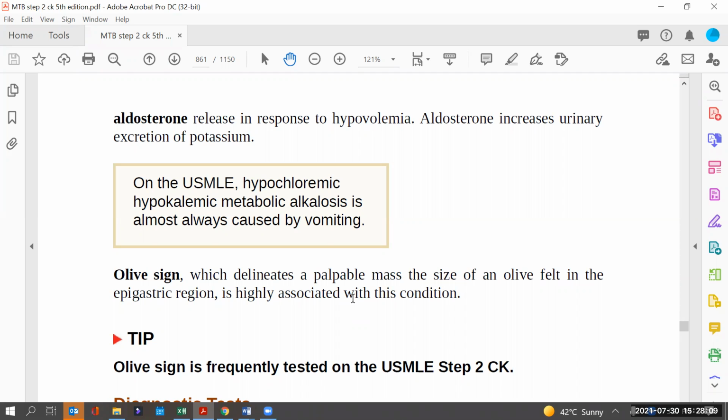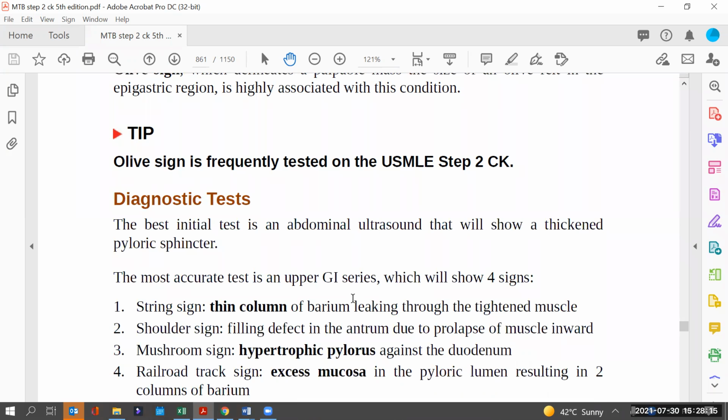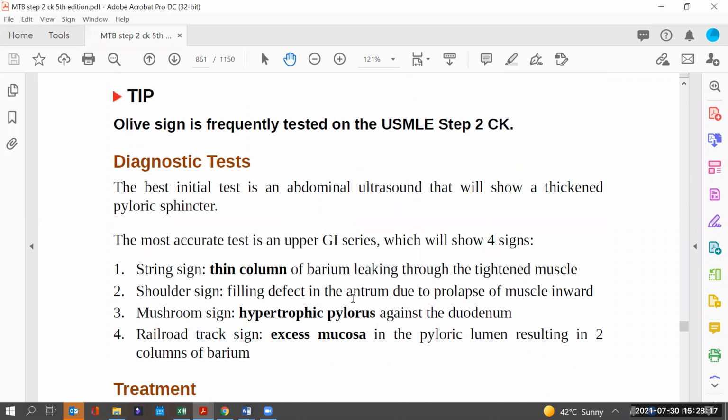Whenever it says sausage shaped mass, intussusception should always come to your mind. So how are you going to diagnose these patients who have pyloric stenosis? The best initial test is an abdominal ultrasound. We will always go for the sonography.